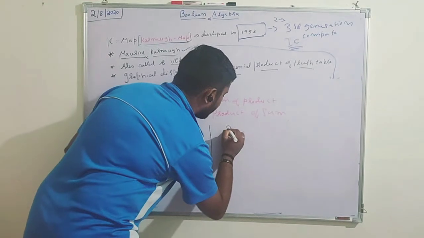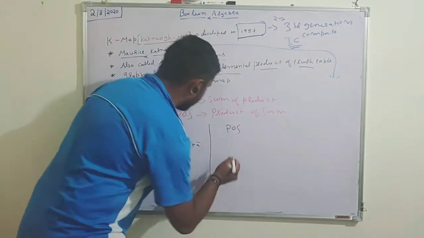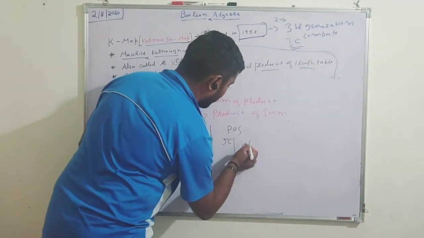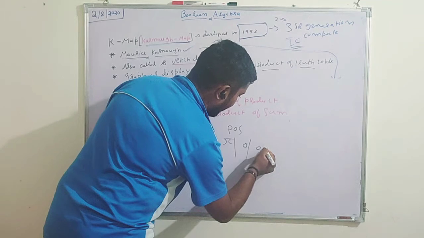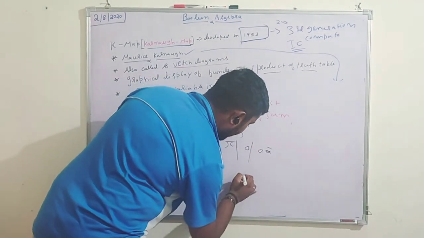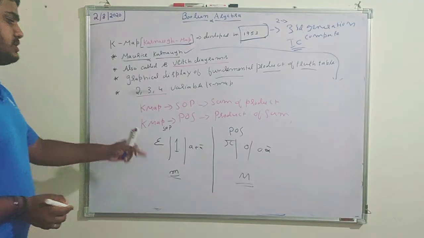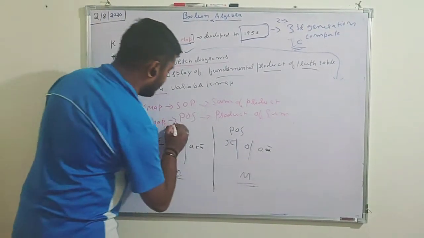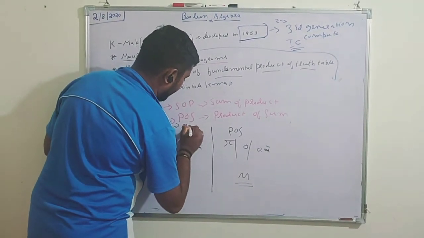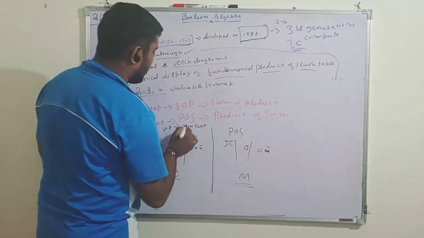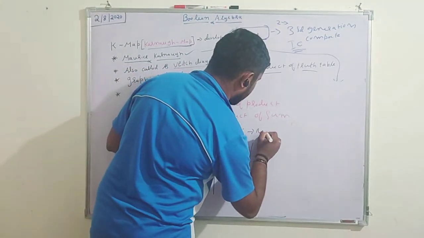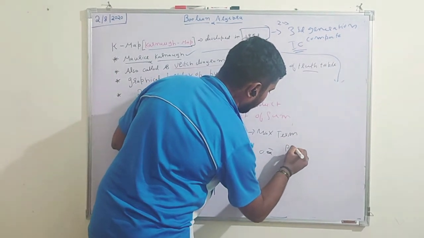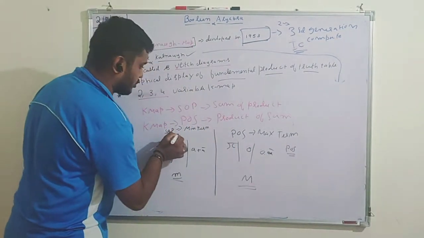And POS is the product of sum. In product of sum, pi is the representation format for the function. 0 is the output, and we neglect a into a bar. A into a bar we neglect, and we represent them in capital. So this is the product of sum and sum of product. SOP means where we represent min terms. Remember one thing, where we represent min terms, this is called SOP. Where we represent max terms, this is called POS, product of sum.